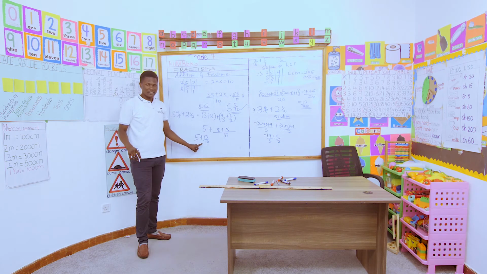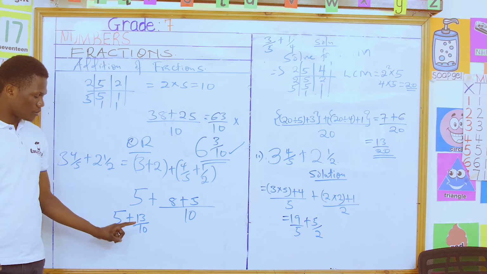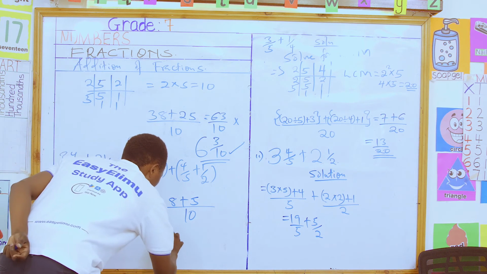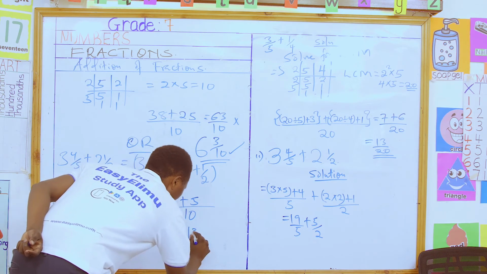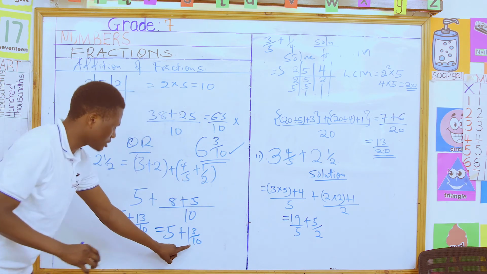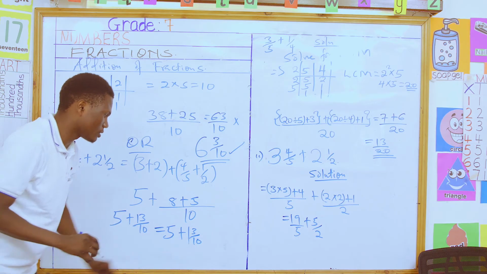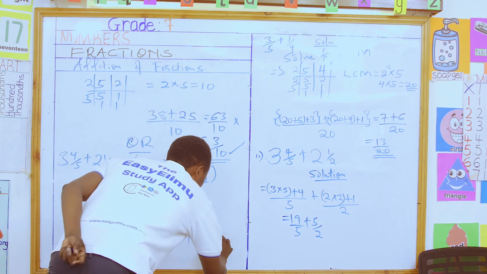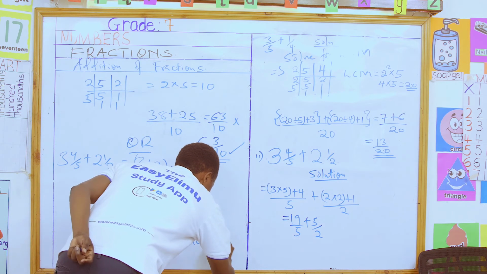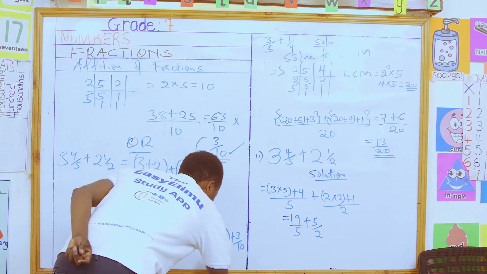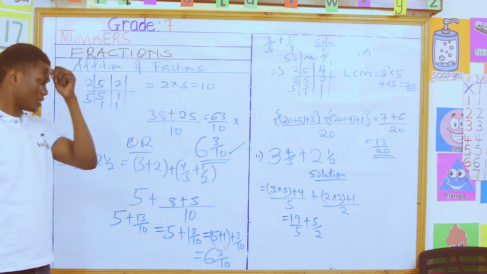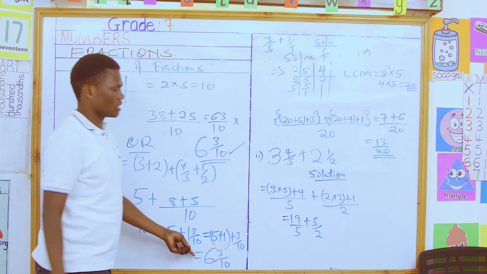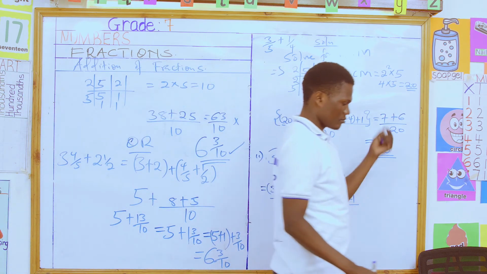But the fractional part is actually improper. That implies when we write it in mixed fraction, we shall have 5 plus 1 and remainder 3 over 10. So this is a whole number and this is a whole number. So they will sum up such that we'll have 5 plus 1 plus 3 over 10. That will give you 6 and 3 over 10. So you can see, using this other method, you are still ending up with the same answer.